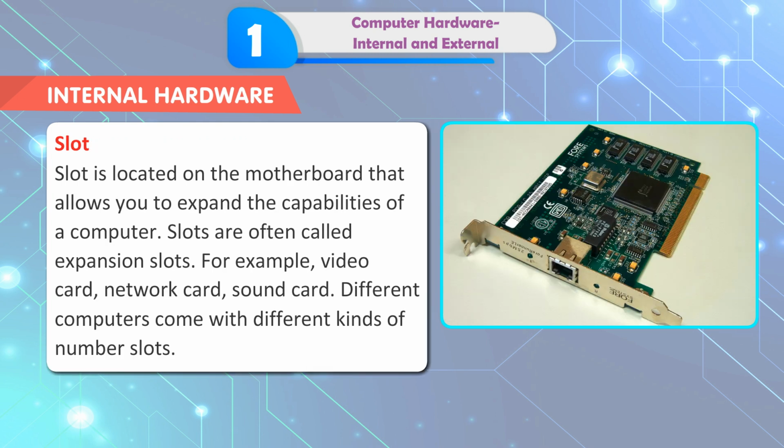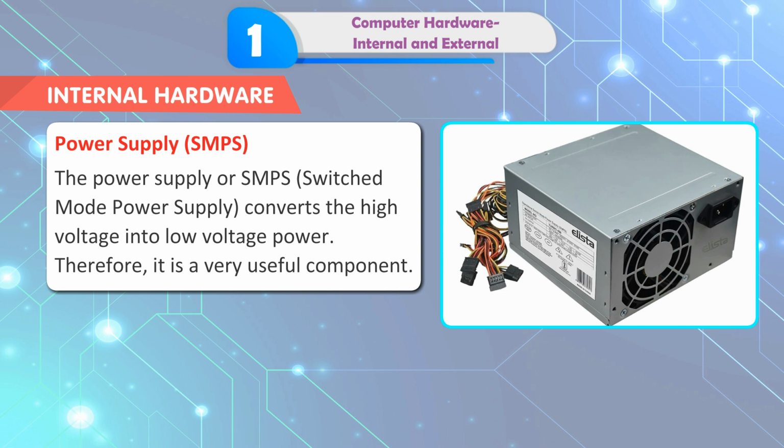Slot. Slot is located on the motherboard and allows you to expand the capabilities of a computer. Slots are often called expansion slots. For example, video card, network card, sound card. Different computers come with different numbers and kinds of slots. Power supply, SMPS. The power supply or SMPS, switched mode power supply, converts the high voltage into low voltage power. Therefore, it is a very useful component.